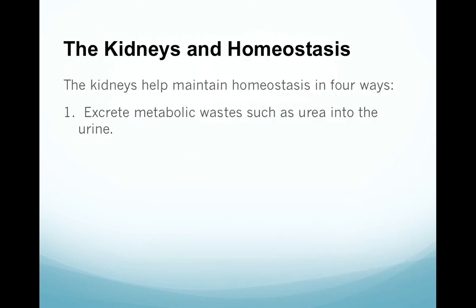The kidneys help maintain homeostasis in 4 ways. The first way is what we just talked about, so how they excrete metabolic wastes into the urine.